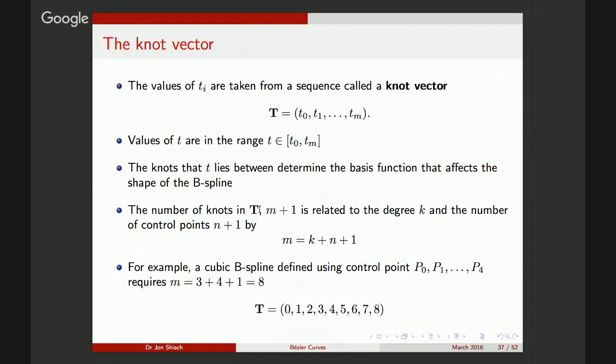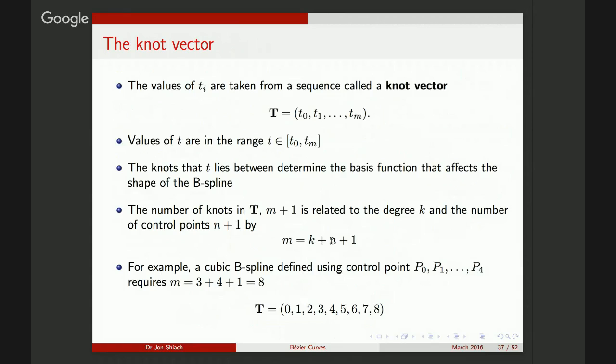How many knots do we need? Now, a knot is just a number. So here we have our vector, t0 to tm. These are just going to be numbers. The number of knots is related to the degree and the number of control points. So m, which is the subscript of the last knot, is equal to the degree of our B-spline k plus n plus 1. Well, n plus 1 is the number of control points.